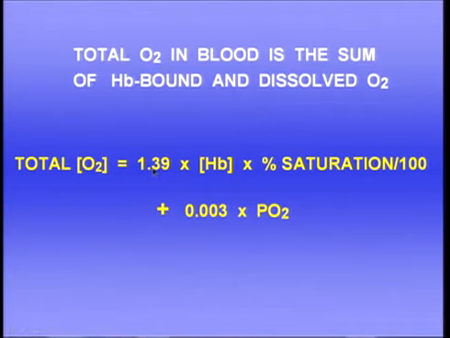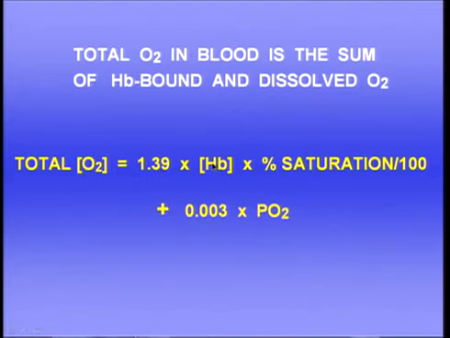Incidentally, sometimes you'll see this number given as 1.36, particularly in the older literature. And the reason is that when people tried to measure it, there was always a little bit of hemoglobin that was spoiled. It was methemoglobin or something like this, and it wasn't combined with oxygen. But when we know the molecular weight of hemoglobin, as we do now, we know that the true value is 1.39 mils of oxygen per gram of hemoglobin.